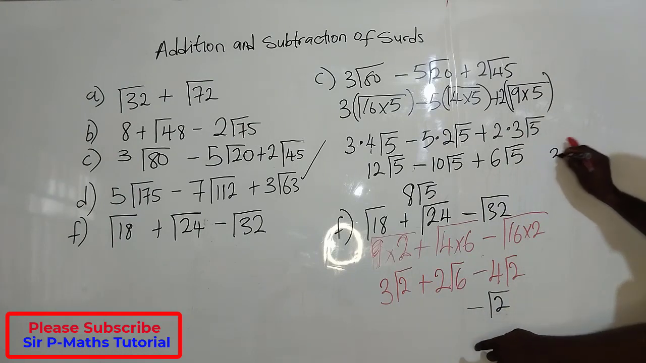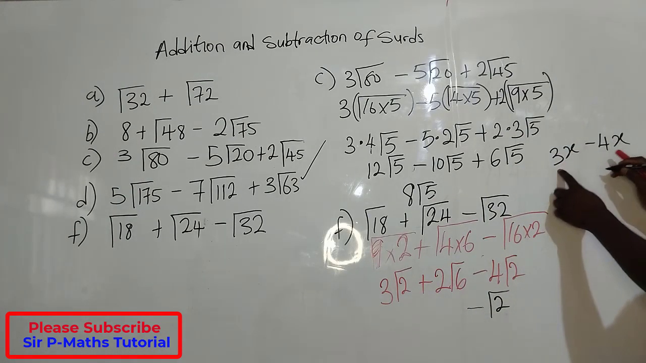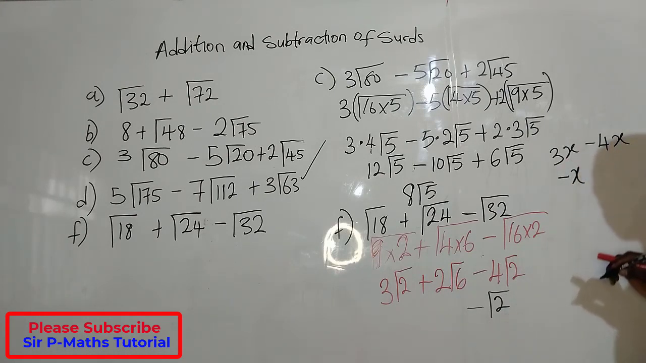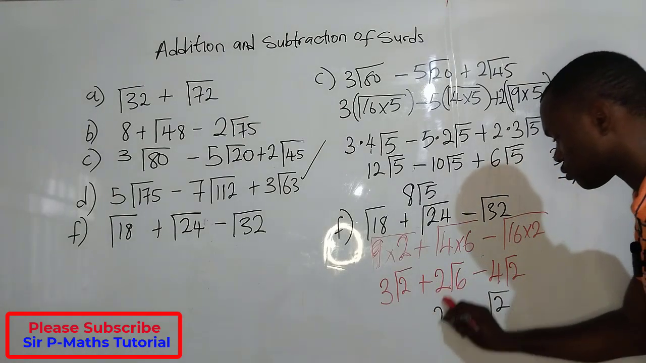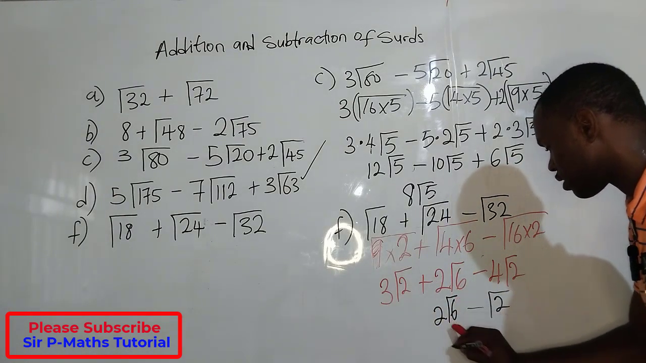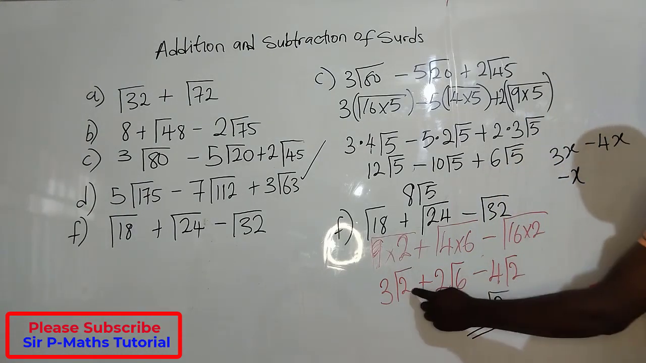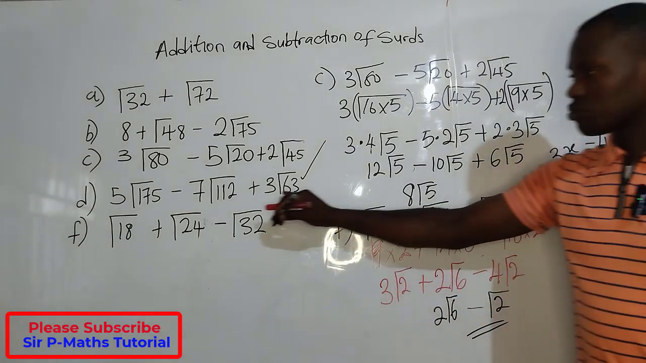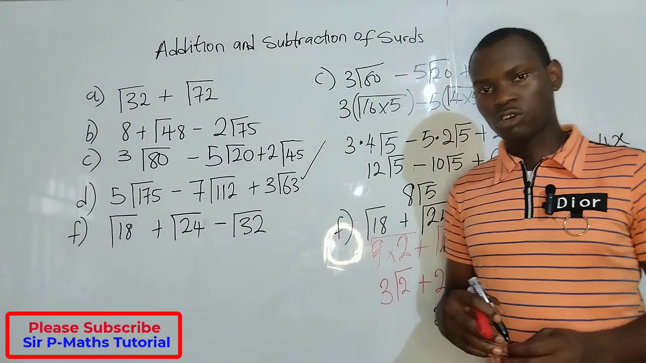This is just like saying 3x minus 4x. 3x minus 4x will give me minus x. That is how this one happens. Then bring down this one, 2 root 6. And this becomes the answer. So anytime the roots are not the same, don't add them together. You leave it at that point. So use this one as your practice exercise and drop your answers in the comment section.